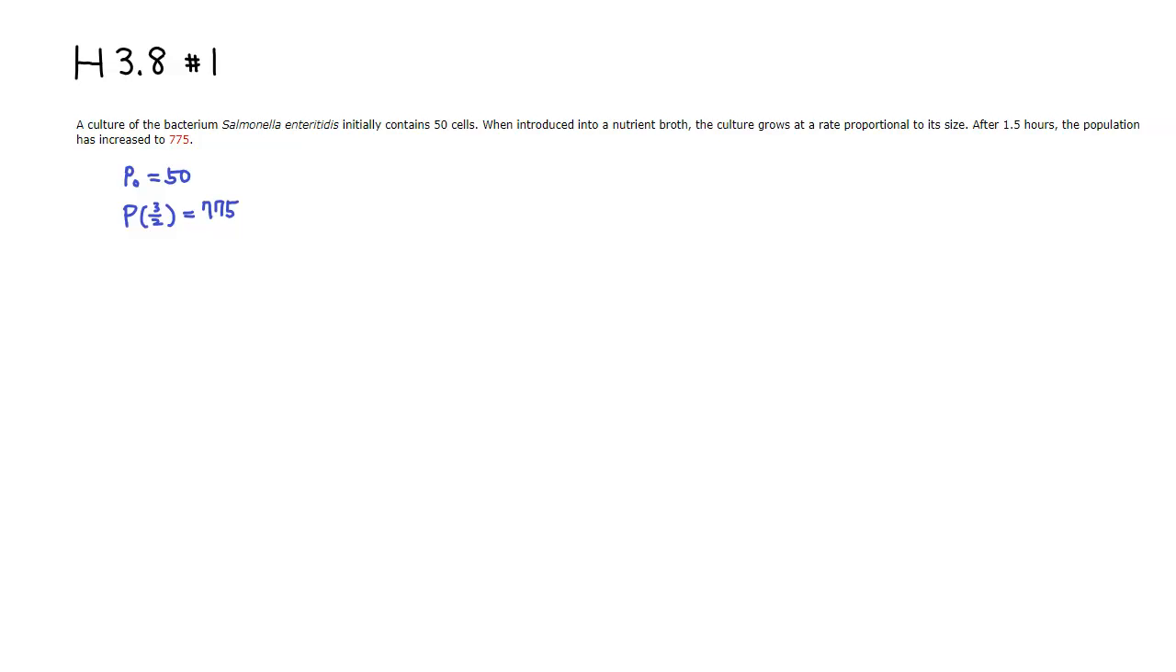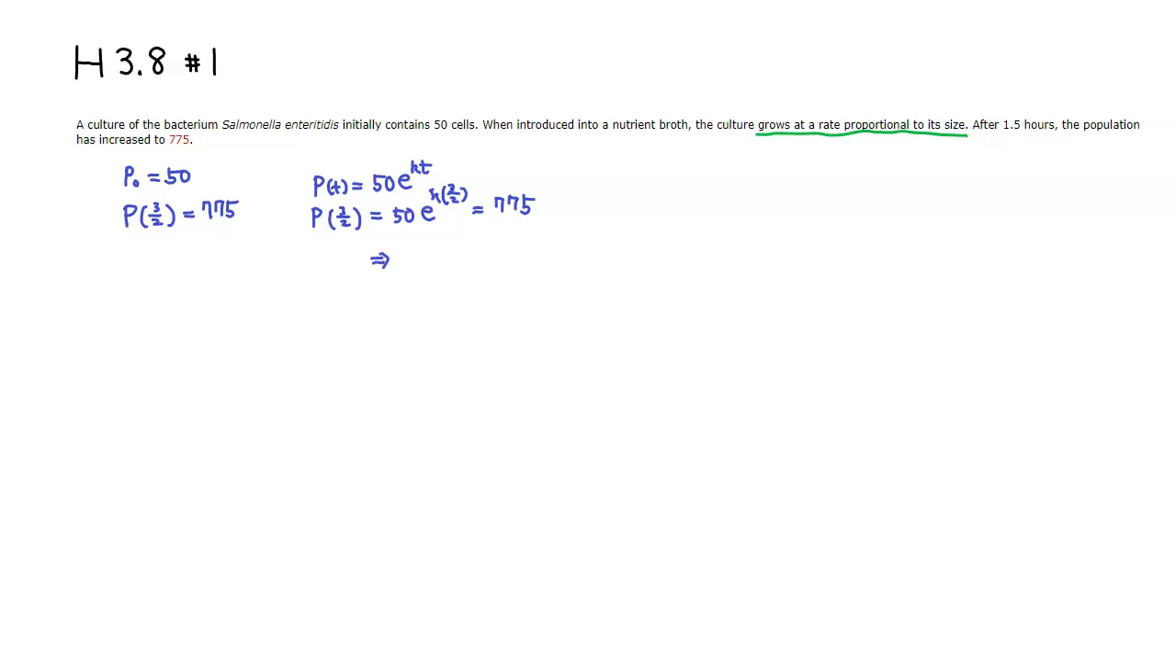So we know that here, this is the key: it grows at a rate proportional to its size. So it's going to be an exponential function. So we have P of t is equal to P0, which is 50, times e to the kt, and we need to figure out k. Since P of 3/2 is equal to 50 e to the k times 3/2, which is equal to 775, let's solve for k.